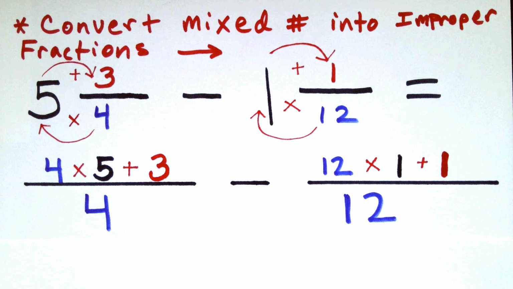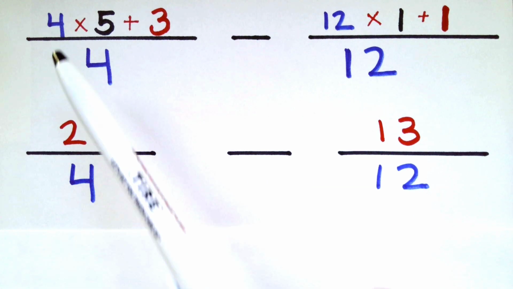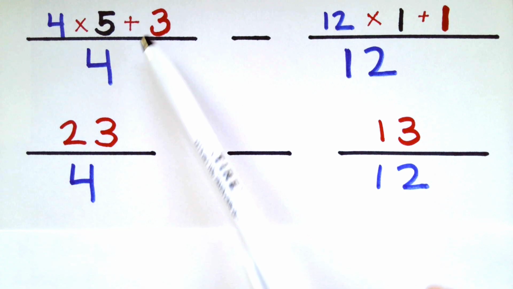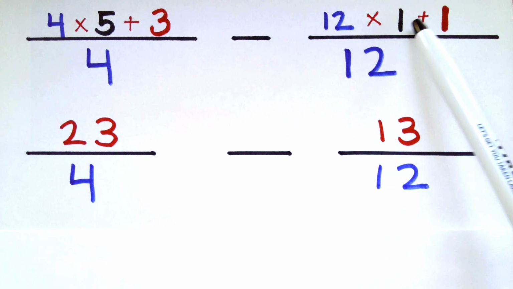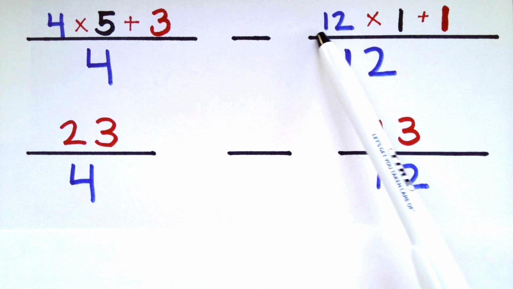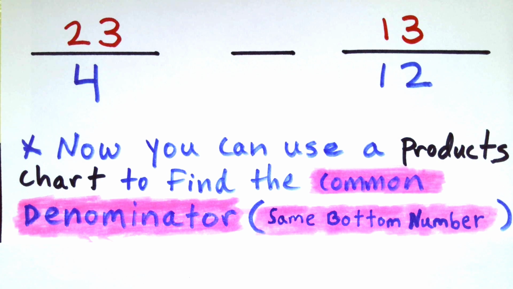Let's take a look and see what that looks like. Okay, so we can see here, 4 times 5 is 20, plus 3 is 23 over the original denominator, minus 12 times 1 is 12, plus 1 is 13 over the original denominator, which is 12. Now, what would you do in this situation in order to subtract these two fractions? What would you do? Well, I can tell you what I would do.